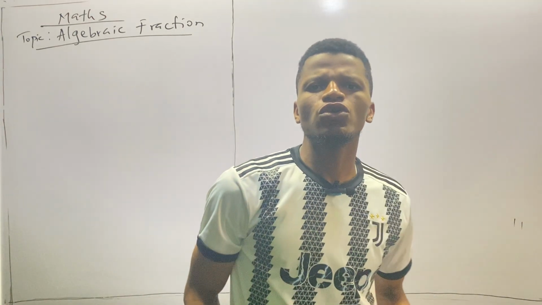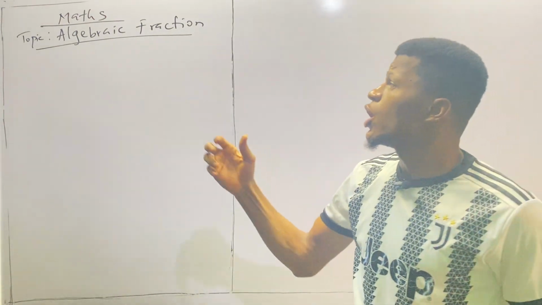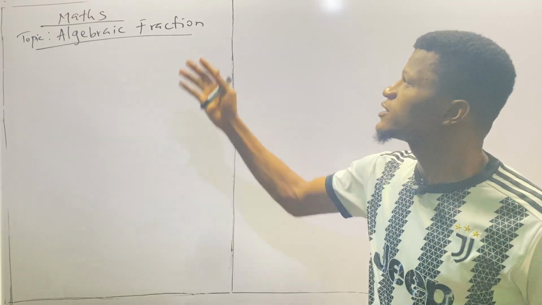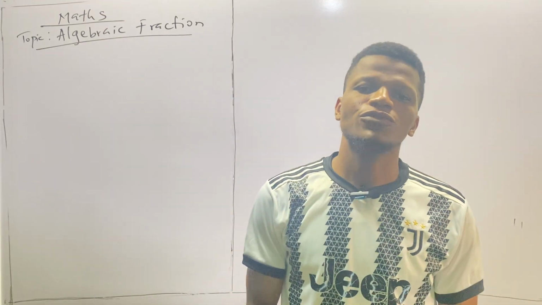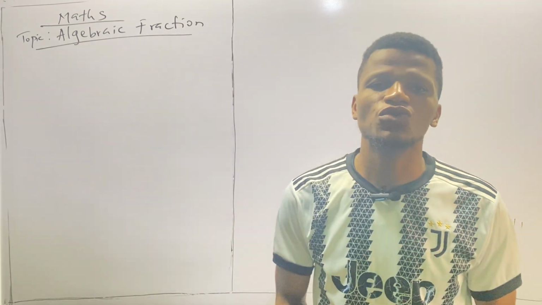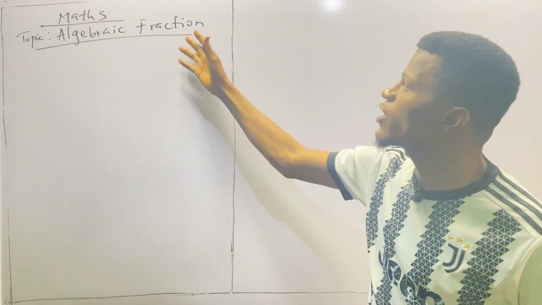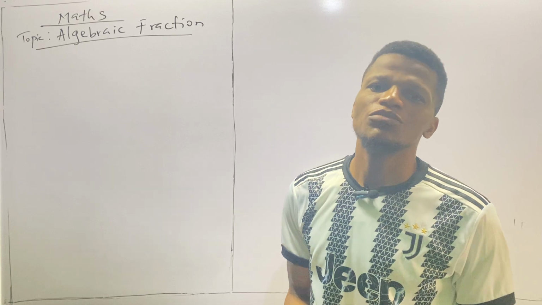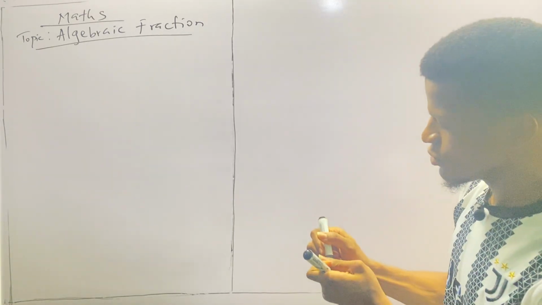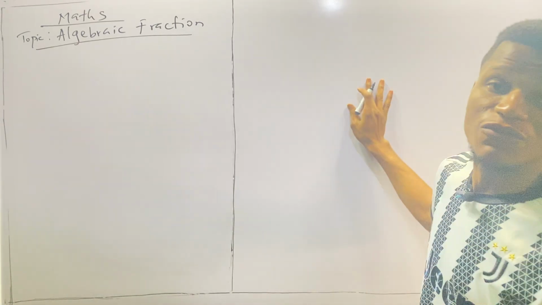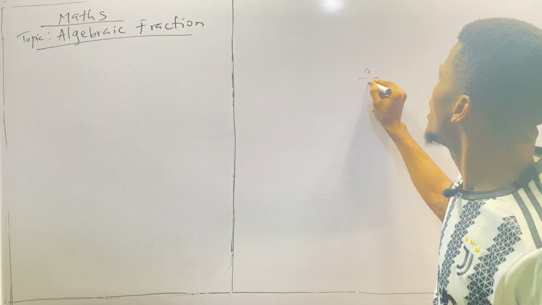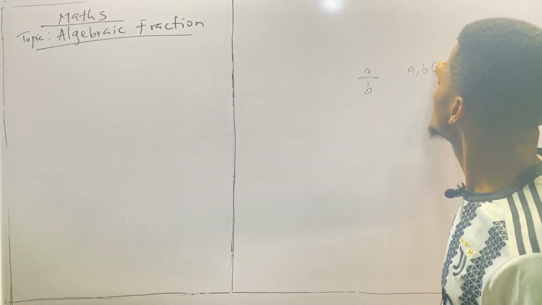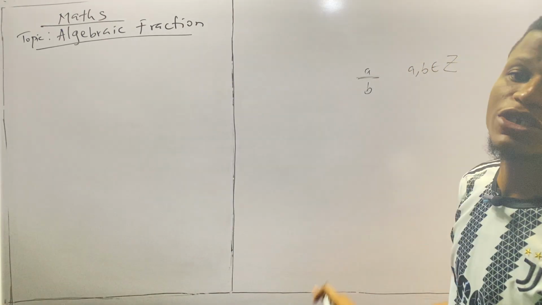All right, so we have on the board algebraic fraction. Of course, let's explain each and every one of them. To understand the term algebraic fraction, we need to understand the individual words. Fraction is generally defined as any term, any expression which can be in form of ratio of two integers. Let me say a over b, such that a and b come from a set of integers. That is, a and b are integers.